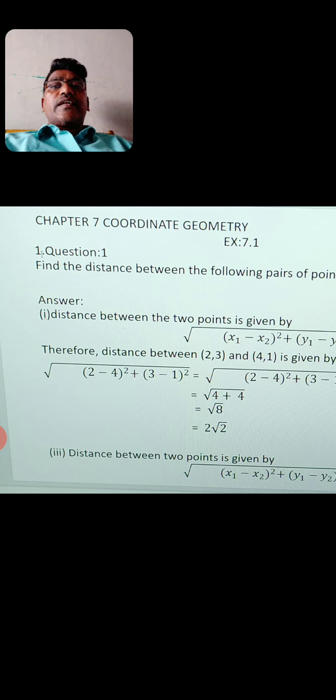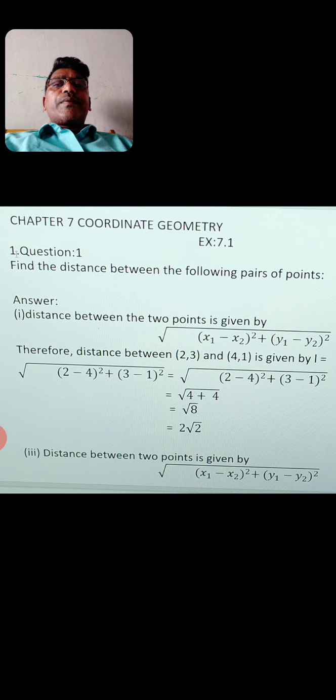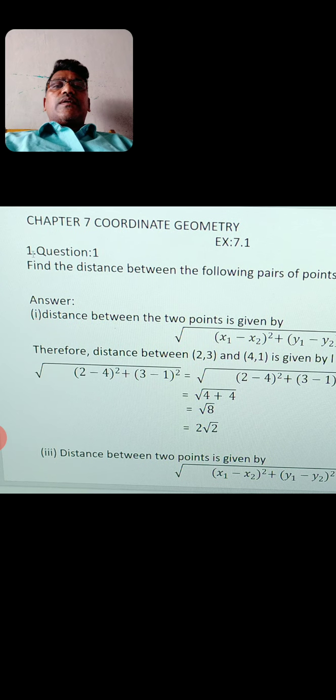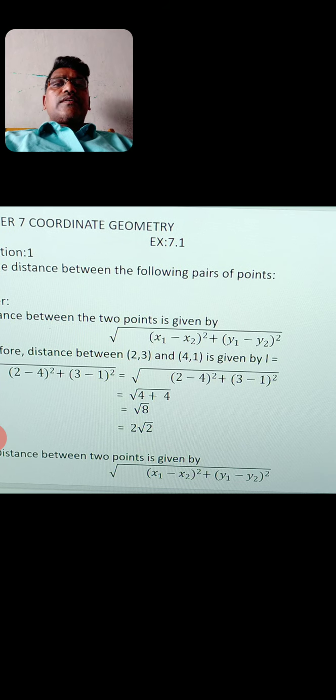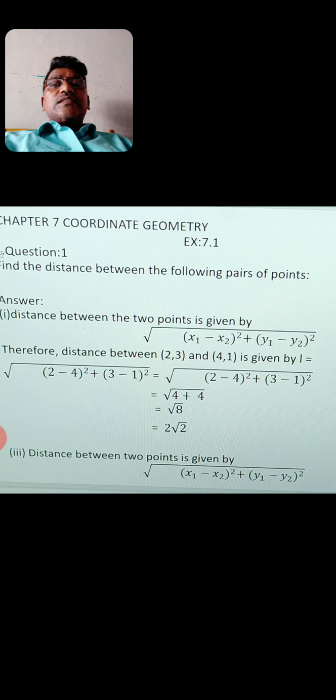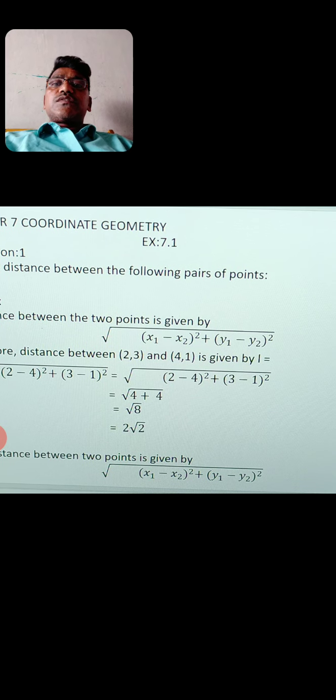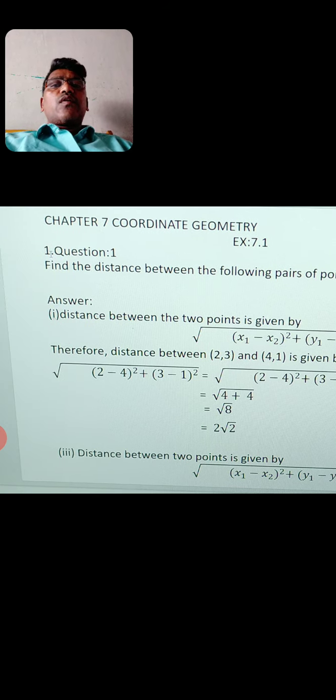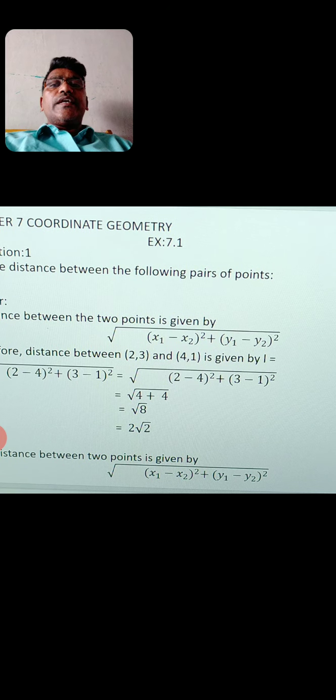Points are given. Find the distance between the following pair of points. The first question I am going to do here: the distance between two points. I am writing the formula directly: square root of (x1 minus x2) whole square plus (y1 minus y2) whole square. Therefore, the distance between the two given points in question 1, Roman numeral 1, that is (2, 3) and (4, 1), is given by L equal to the distance formula above. I am going to substitute the values of x1, x2, y1, y2.